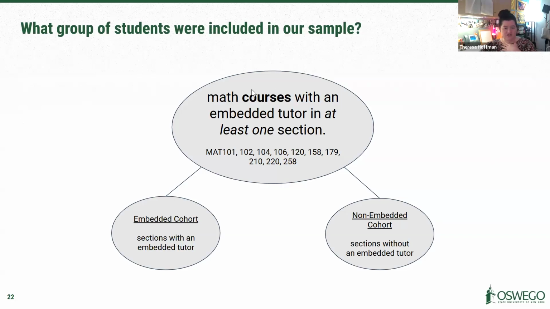So once we looked at just the courses with an embedded tutor, we broke it up into the embedded cohort and the non-embedded cohort. The embedded cohort had sections with an embedded tutor, whereas the non-embedded cohort had sections without an embedded tutor. It's kind of a lot to wrap your mind around. So first, courses that had an embedded presence somewhere, and then we split it up into, okay, these are the sections with a tutor, these are the sections without.